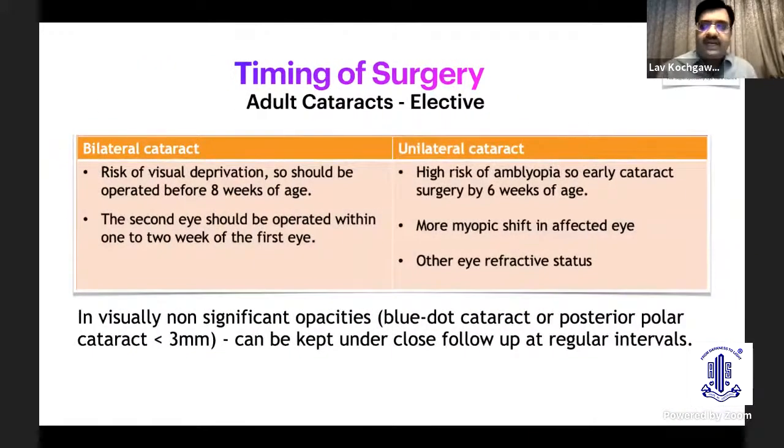Again, timing of surgery: in adults, until it becomes a mature, hypermature cataract, it is an elective surgery. But in children, it is different. It is more or less an emergency. In bilateral cataracts, we can wait up to 8 weeks before operating, but it has to be faster in unilateral cataracts, and the second eye has to be operated within a week or two of the first eye, because if we delay surgery of the second eye, that may lead to a dense stimulus deprivation amblyopia. And if it is a visually non-significant opacity, then we can keep the child under close follow-up at regular intervals.